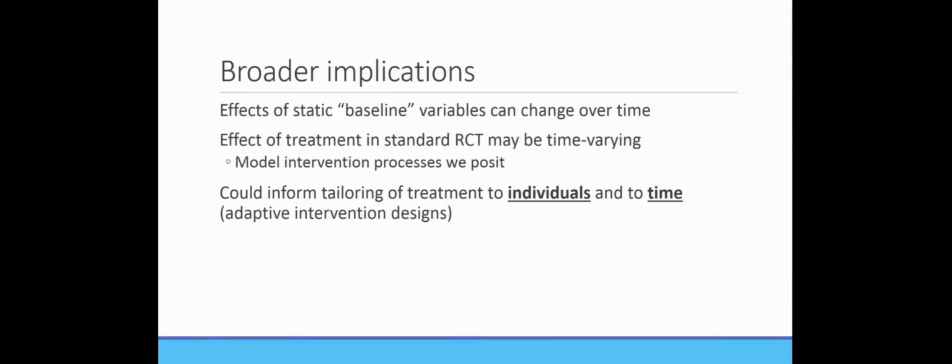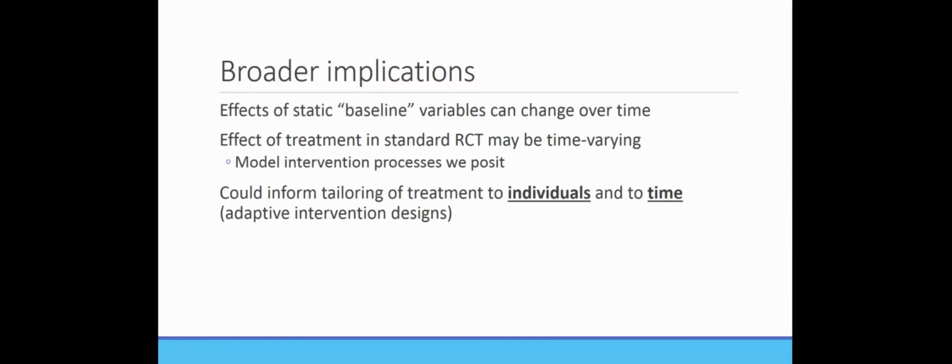And for broader implications, I think this shows how we can think about the effects of static variables, baseline variables. It could be race, ethnicity, anything that doesn't change with time. But the effects can evolve over time. And I think this is very much the case for genetic variables, where gene expression can change over time, and age.